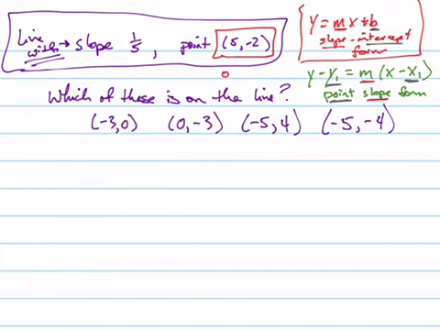So can I use point-slope form? Did they give me the slope and a point? Mm-hmm. They did. Here's my x1. My x1 is 5, and my y1 is -2.